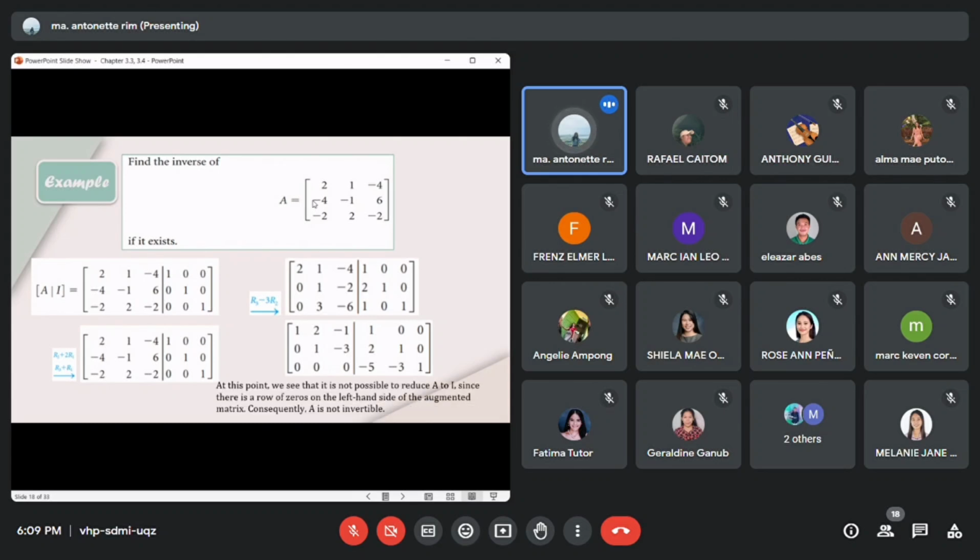Okay, so dili na siya natin padayon kay di naman possible nga makagama og identity matrix. So at this point, we see that it is not possible to reduce A to I since there is a row of zeros on the left-hand side of the augmented matrix. So consequently, A is not invertible. Okay? Nakuha?